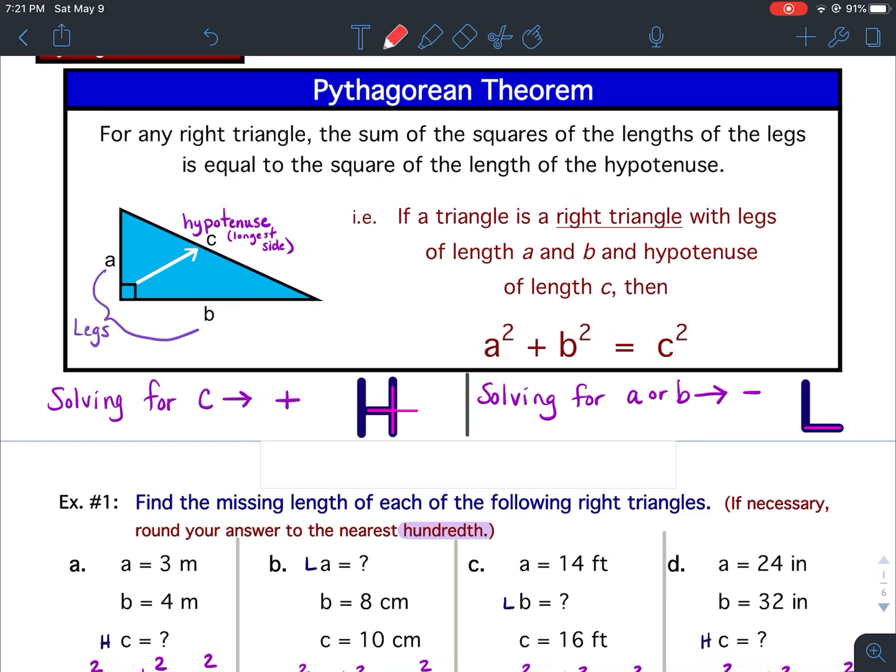Okay, so one more time. The Pythagorean theorem is A squared plus B squared equals C squared. A squared plus B squared equals C squared. In the following examples, I'll show you how to use that formula to find the unknown lengths. If you have any questions, let me know.